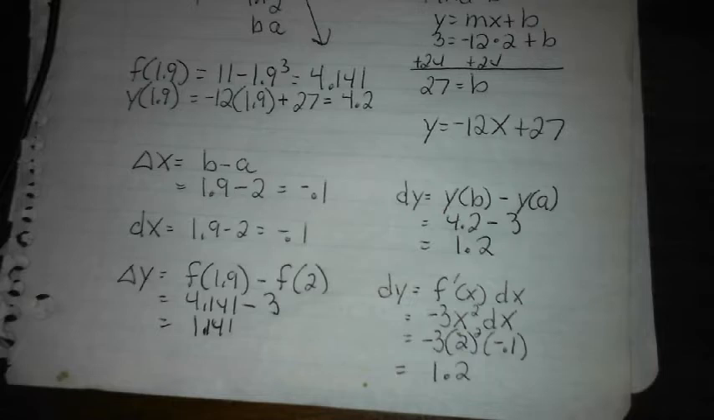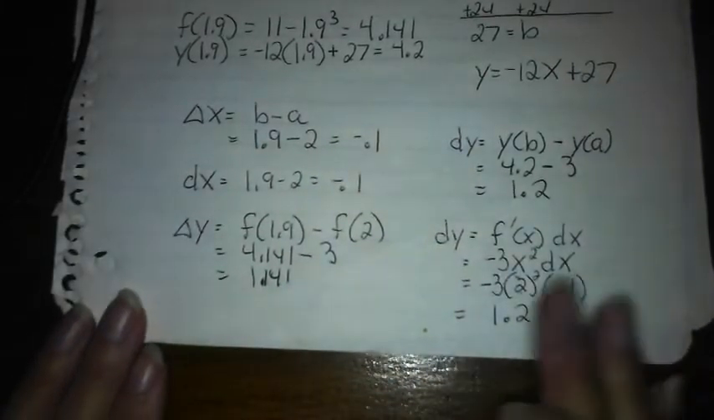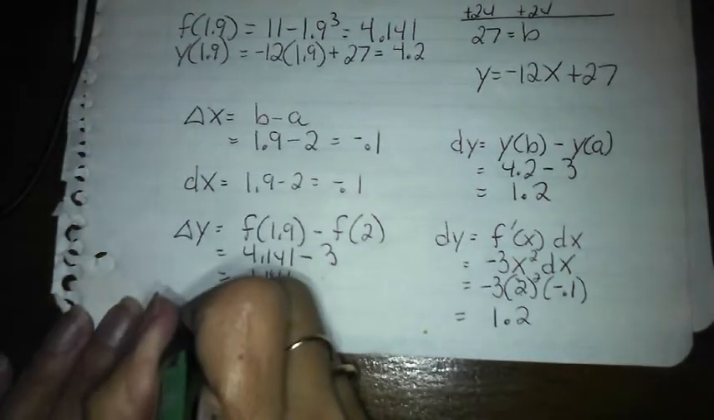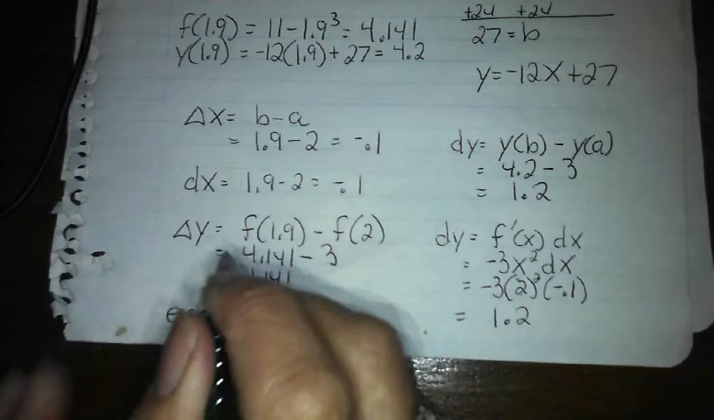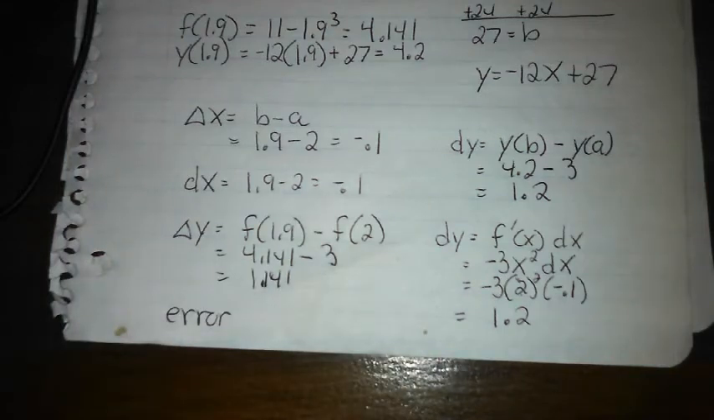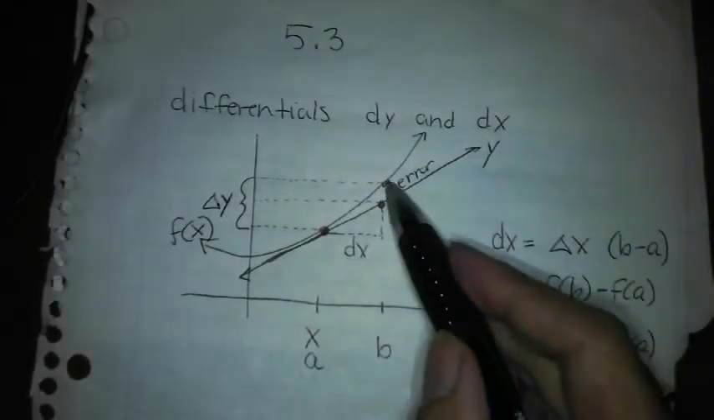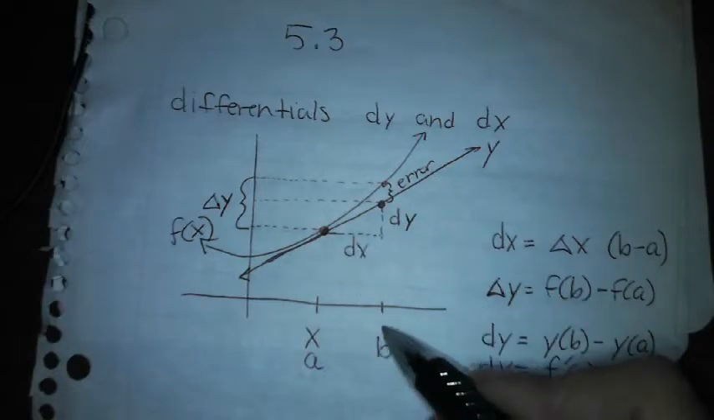All right, that was a long one. Number 2. Oh, I forgot the error. Holy crap, there's still one more part. Error. Error, if you look at the graph, how far apart the two different y values are at the second point.